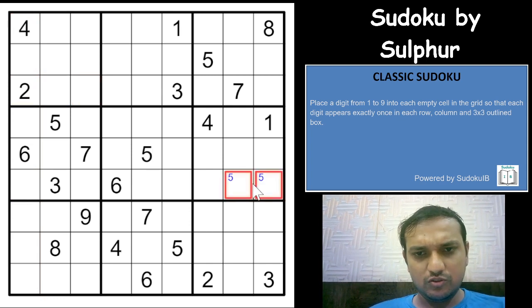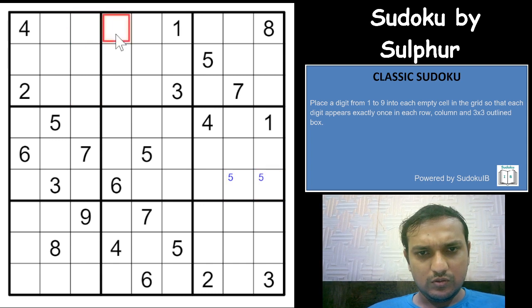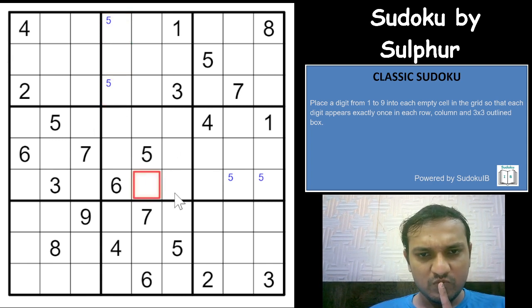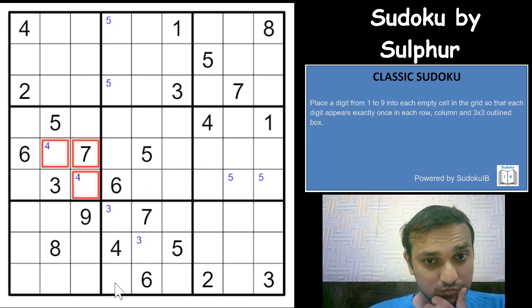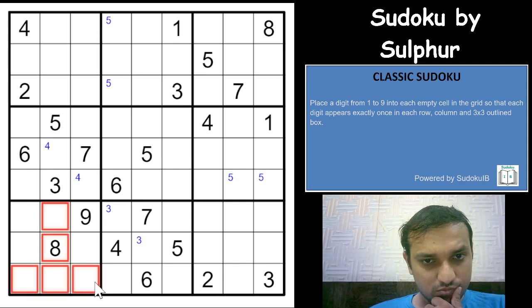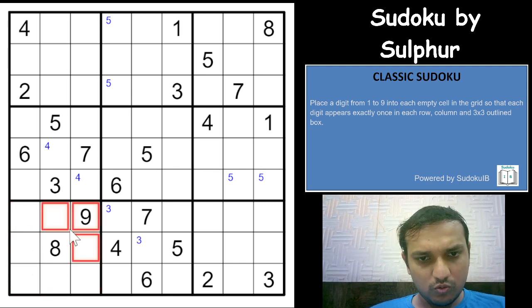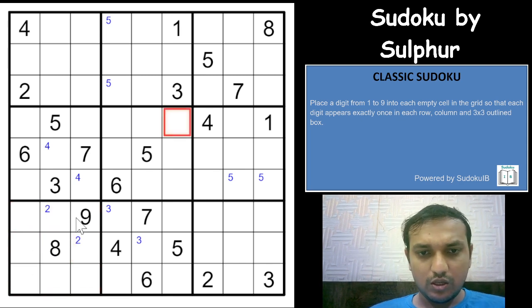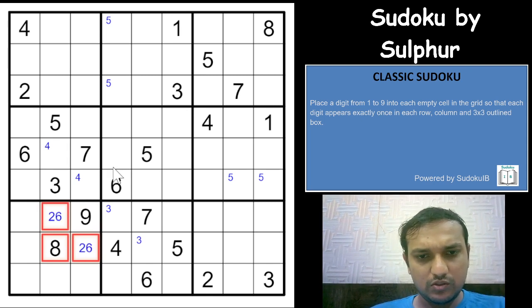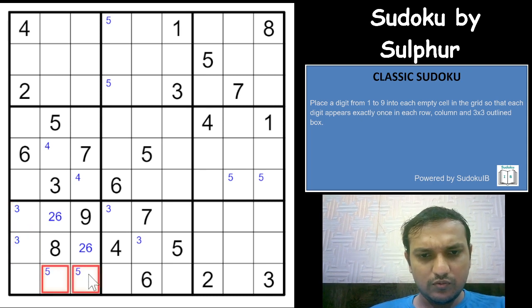Okay, 5 is in one of these two cells, not much of a help here. 3, 4, no. Yeah, I got a 2 here. I think you got a 6 here as well. So you got a 2 6 pair here. That's nice. So that gives you a 3 in one of these two cells, 4 in one of these two cells.